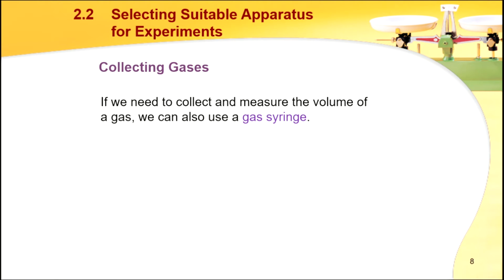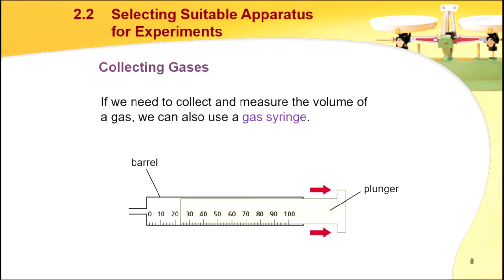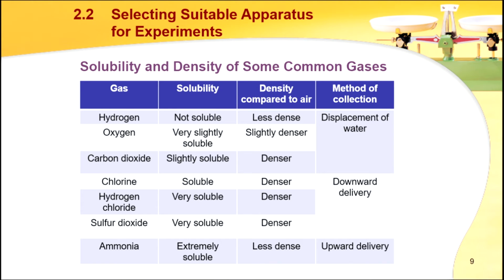To collect and measure the volume of gas, we can use a gas syringe. We have learned about the gas syringe, used to collect and calculate the volume of gas. And then here is the table that shows the solubility and density of common gases.